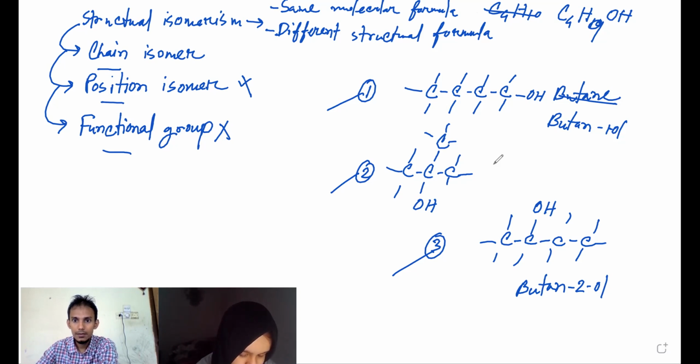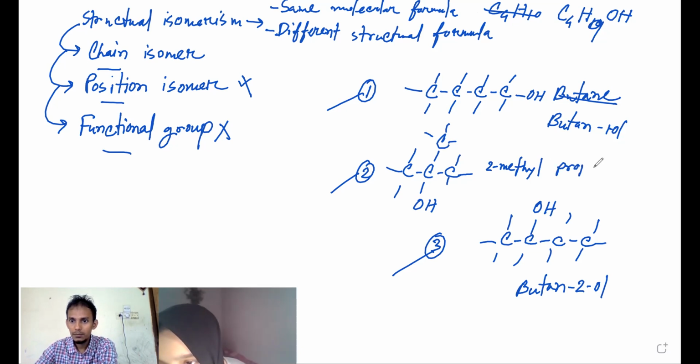So what is this? This one is 2-methylpropane-2-ol. Any question?